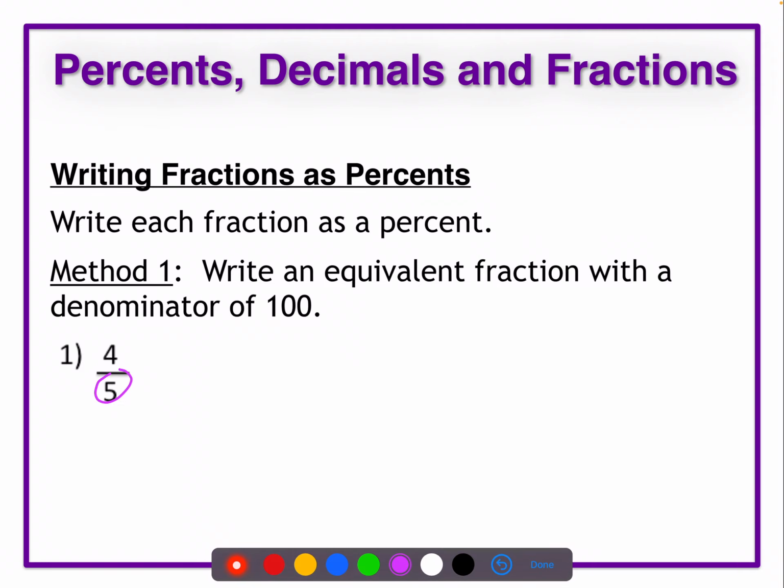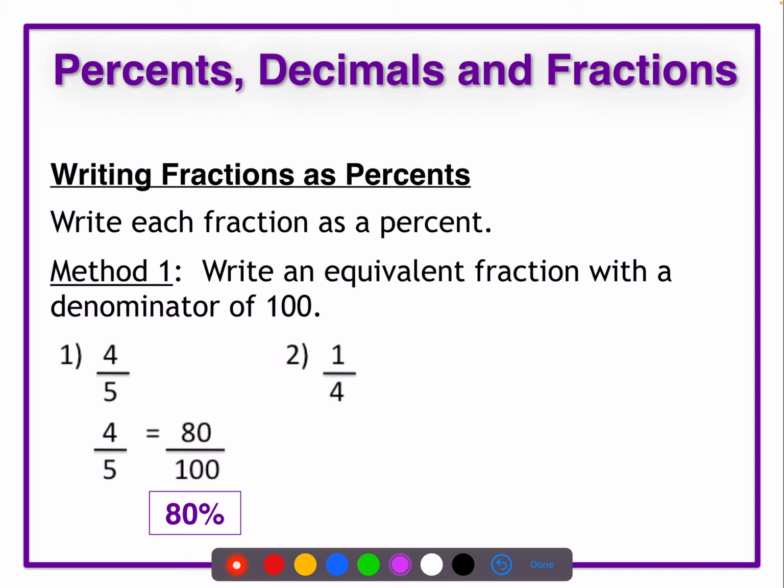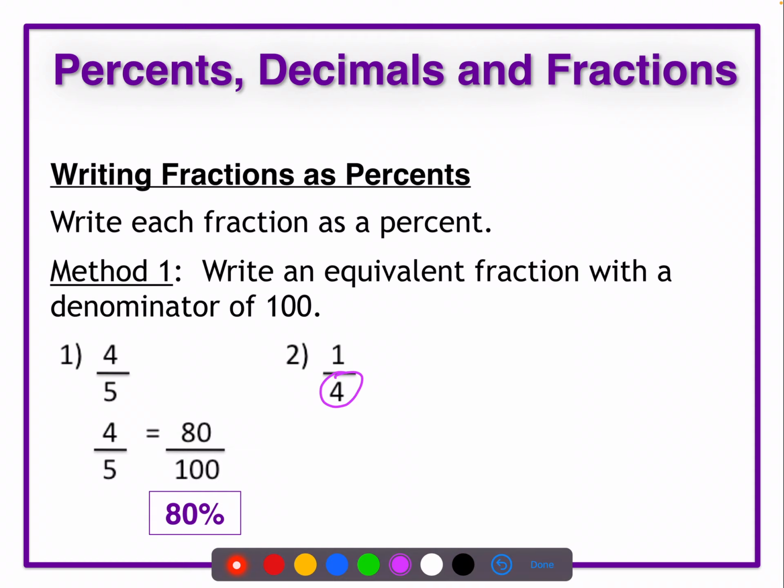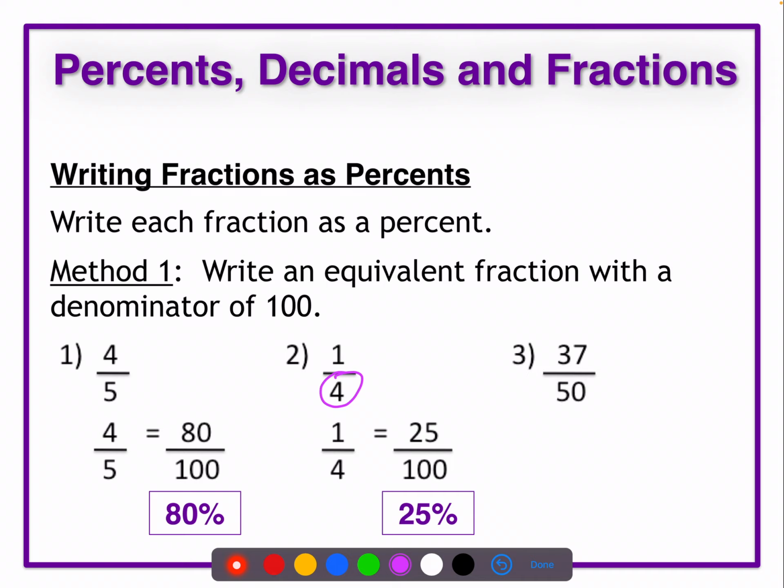For example, number 1, we have 4/5, so 5 is a factor of 100. That means we can multiply by a number and have 100 as the denominator, so it's 5 times 20, so 4 times 20 will be 80. That means 4/5 equals 80%. Number 2, we have 1/4. Again, 4 is a factor of 100 because if we multiply 4 times 25, it will give you 100. So you multiply both numbers by 25, and the answer will be that 1/4 equals 25%.